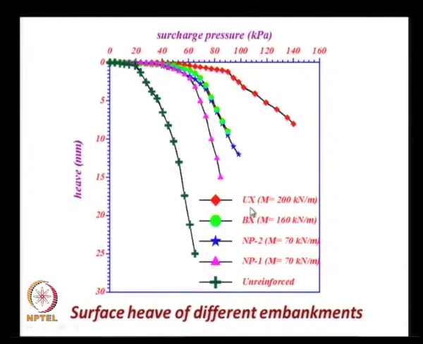These results show the heave that is measured at the far end of the tank, and obviously with the unreinforced embankment the heave was the maximum, almost 25 millimeters. But when the geocell made of uniaxial geogrids was provided, the heave was reduced to about 7 or 8 millimeters, even at a much higher pressure of 140 kPa, and for the other geogrids it is somewhere in between.